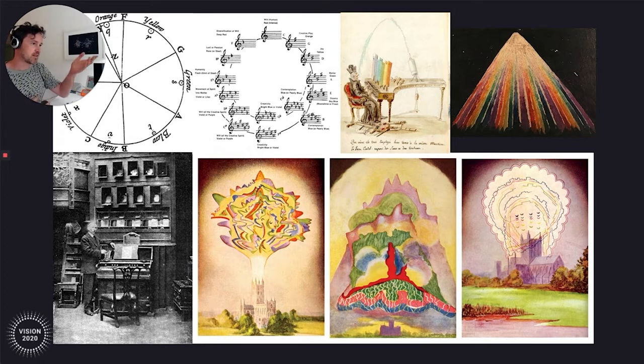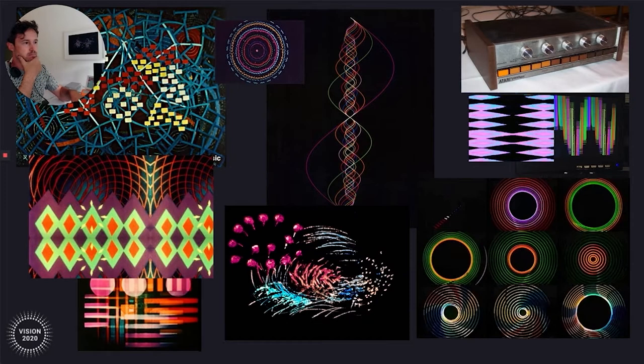You've got early attempts at color organs. Around the start of the 20th century, you've got lots of attempts. You've got theosophy and people like Scriabin trying things. That's what the cool images down the bottom are, visualizations from theosophy. And anyway, time moves on.